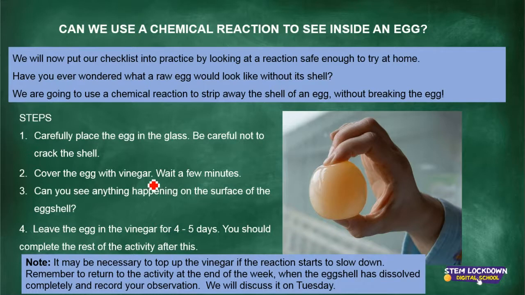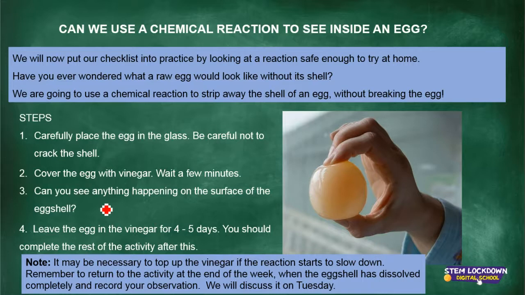Now you must know that when you're covering the egg in vinegar, the whole egg must be covered right to the top, so you can see that the egg is fully in the vinegar. Then you can wait for a few minutes. Now, can you see anything happening to the surface of the shell? After a few minutes, after you put the vinegar onto the egg, I want you to record what you see happening to the surface of the eggshell.